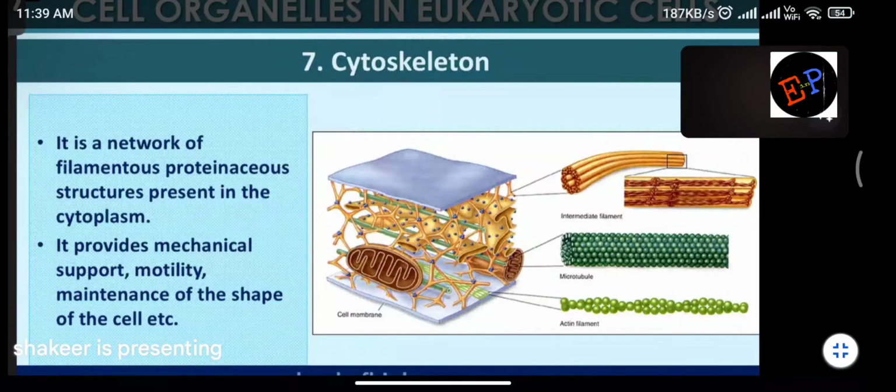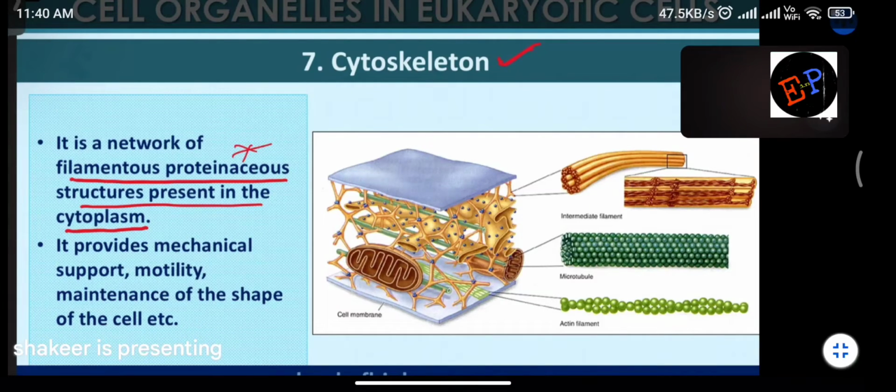So a network of filamentous proteinaceous structures present in the cytoplasm is called the cytoskeleton. So they are like some irregularly arranged tubes. We know what is meant by skeleton, no? Skeleton means the structure which gives shape and size to the body. So here also some filamentous tubes are present, and all of these filamentous tubes we can call the cytoskeleton. And they are made up of what? They are made up of proteins. That is why it is called proteinaceous.